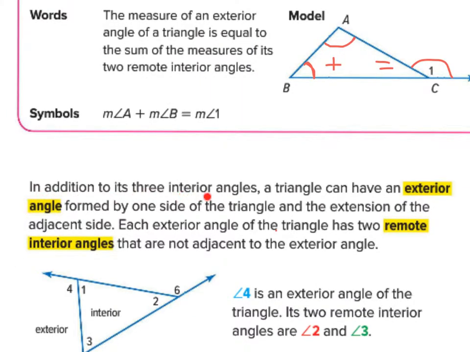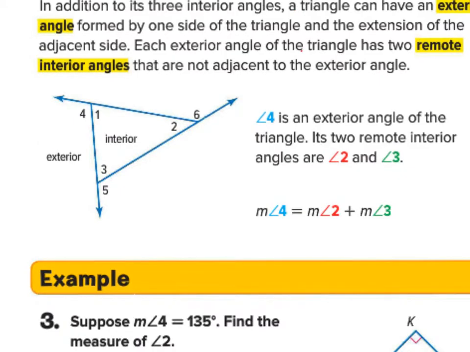In addition to its three interior angles, a triangle can have an exterior angle formed by one side of the triangle and the extension of the adjacent side. So one side and the extension of the adjacent side, the side next to it, right? Each exterior angle of the triangle has two remote interior angles that are not adjacent to the exterior angle. So if we have an exterior angle out here, we have two remote. Remote means on their own, off on their own, that are not adjacent to this. There's no angle next to this one, but these guys are next to one another.